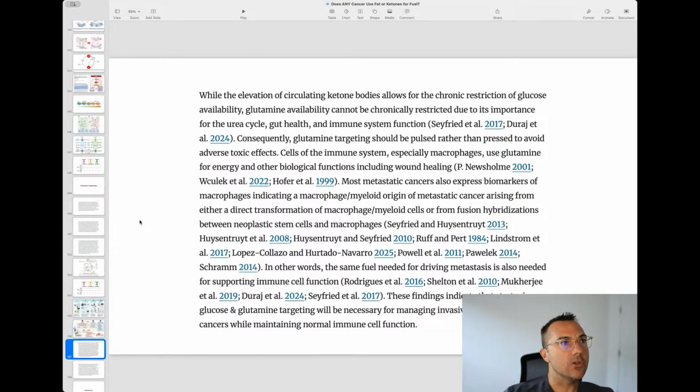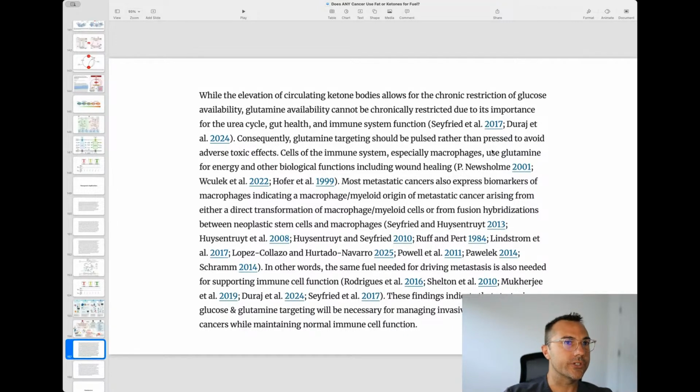All right, so they continue on here. While the elevation of circulating ketone bodies allows for the chronic restriction of glucose availability, glutamine availability cannot be chronically restricted due to the importance of the urea cycle, gut health, immune function, etc. Consequently, glutamine targeting should be pulsed rather than pressed to avoid adverse toxic effects.